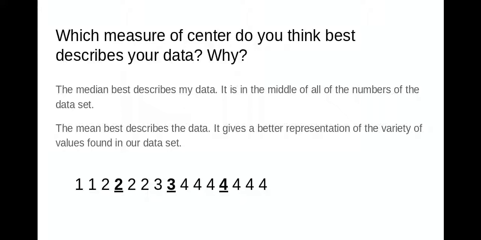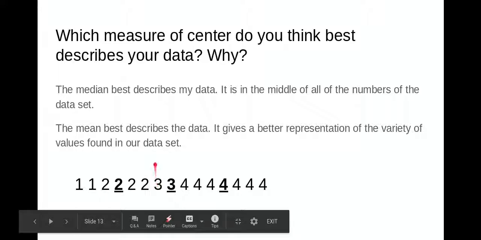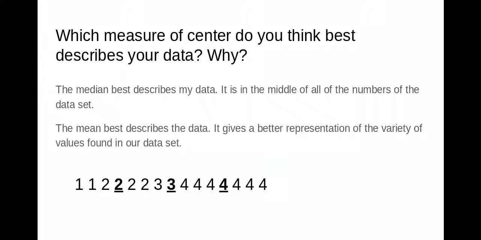It gives a better representation of the variety of values found in our data set. So if you remember, our mean was 2.9, which is not too far off from 3. If I was going to put it in my data set, it would sit right about here, right next to that 3, in between this 2 and this 3. Because there's not a huge difference between the mean and the median, both would be acceptable here.